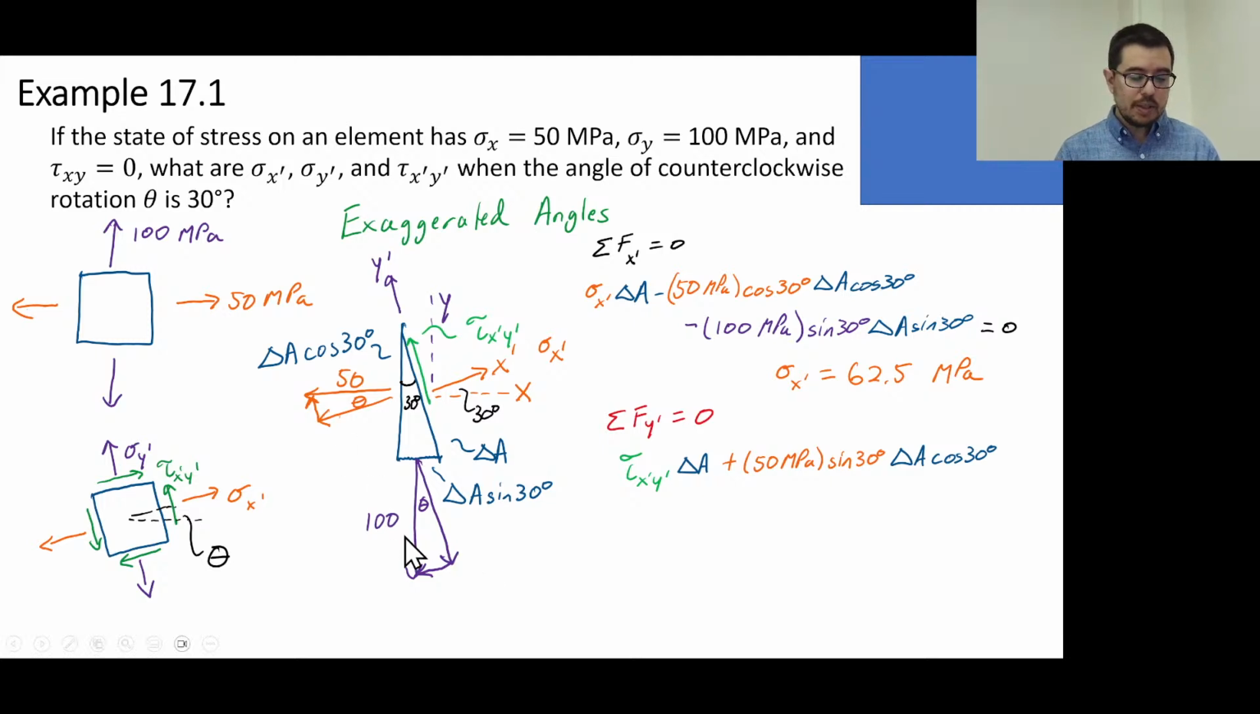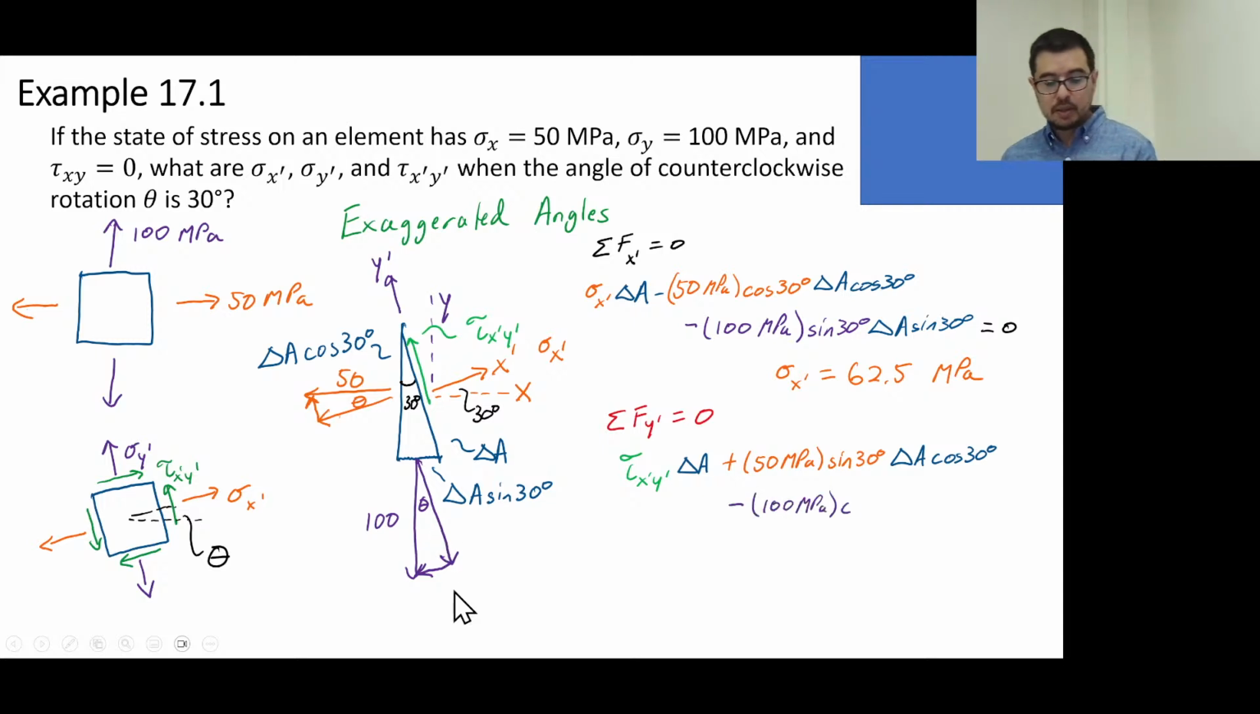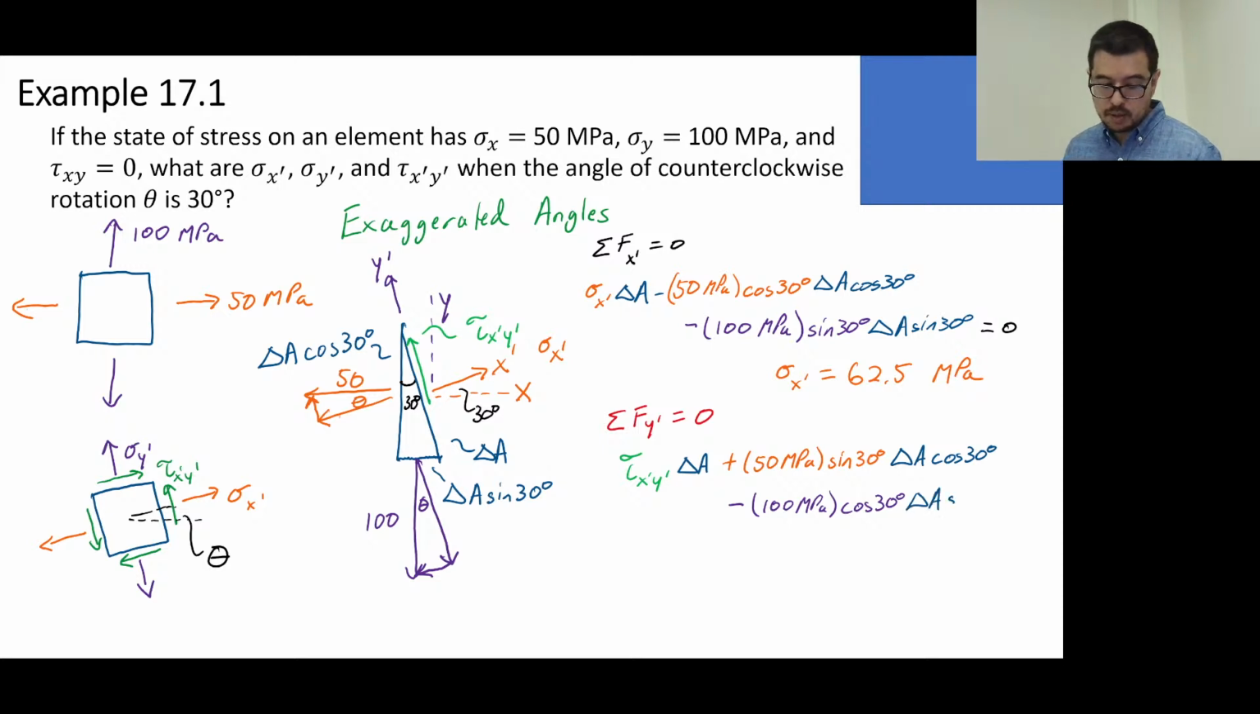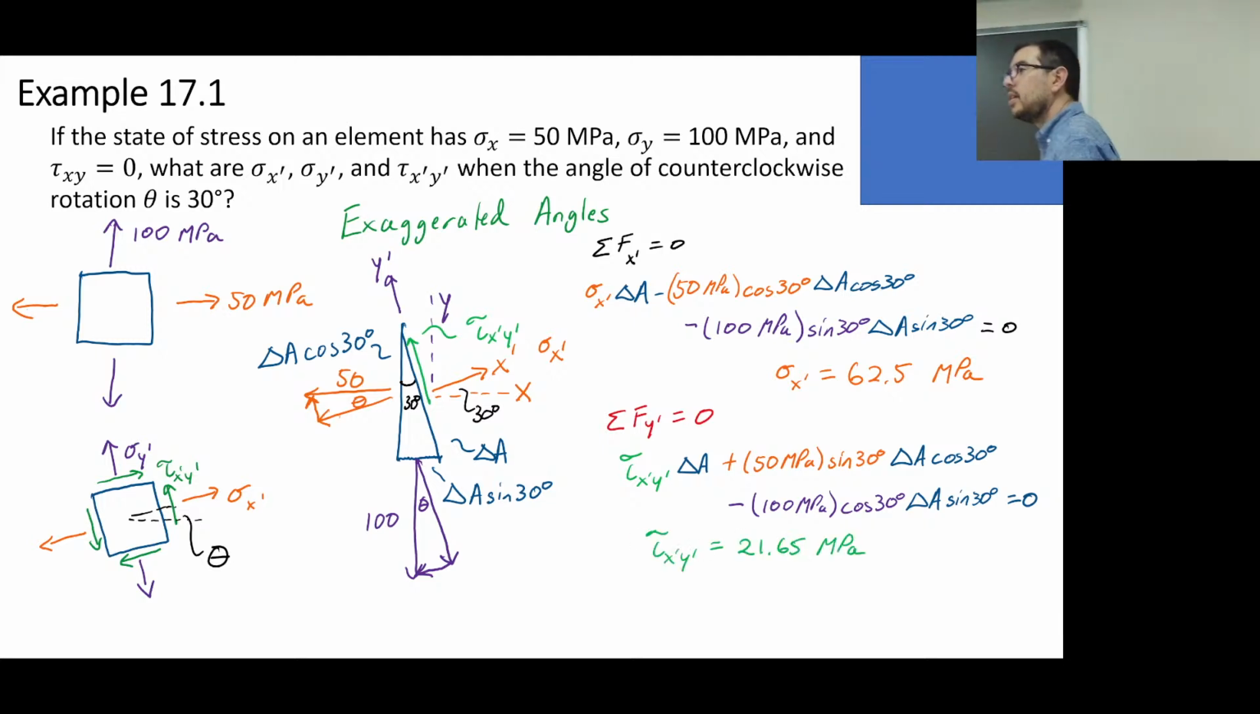And then we do the same thing coming down to sigma y. Which one is acting in the y prime? Well, it's this adjacent side of that triangle, with theta put right here. It's actually in the opposite direction as y prime. So there's going to be a minus sign, and it's acting on the delta A sine 30 degree face, and this is going to be in the cosine 30 degree direction. And this is what you get there. And that's all going to be equal to 0, and then we can solve for tau x prime y prime.